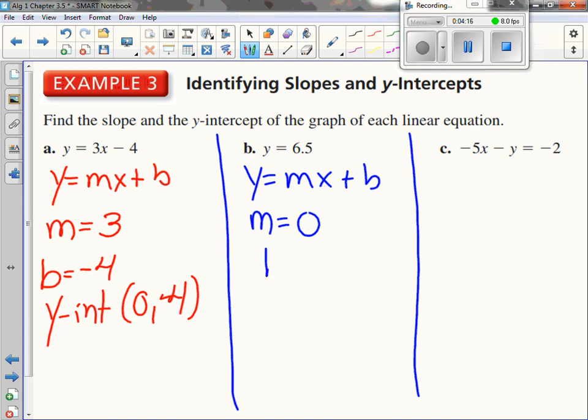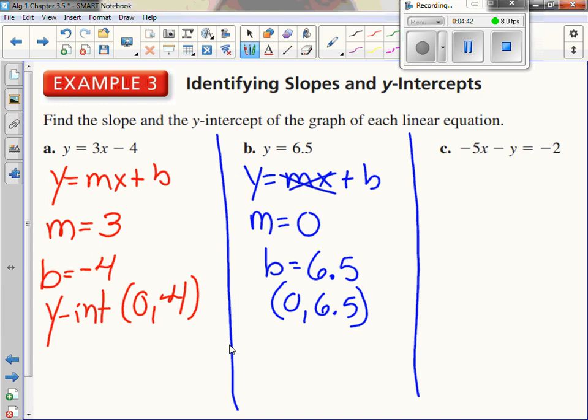Now, what's the value of b? So if this is in here, what's left? 6.5. So our y-intercept is 0, comma, 6.5. Because we have a horizontal line, it's going to cross the y-axis at 6.5.